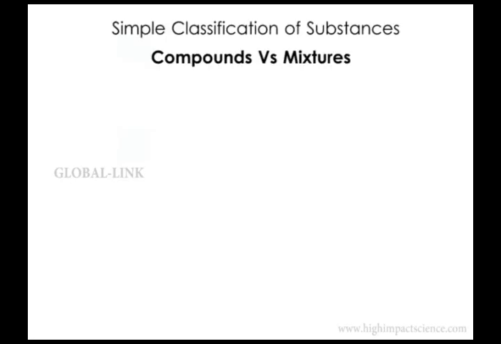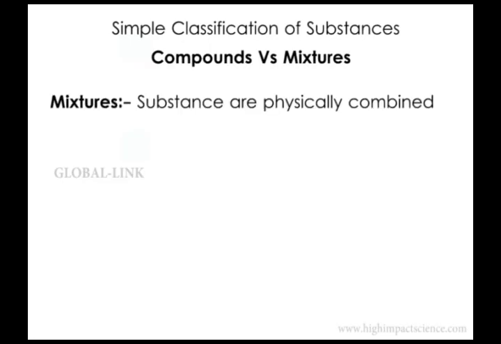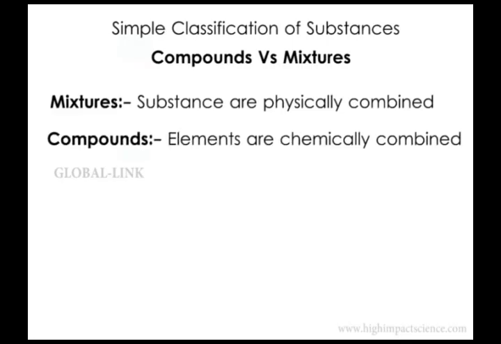So what is the difference between mixtures and compounds, you might ask? Well, the difference is that in mixtures, the substances are not chemically combined. Rather, they are physically combined. This way, each component of a mixture retains its chemical and physical properties. In compounds, the elements are chemically combined. This results in a new product that has completely different physical and chemical properties from those of the individual elements.